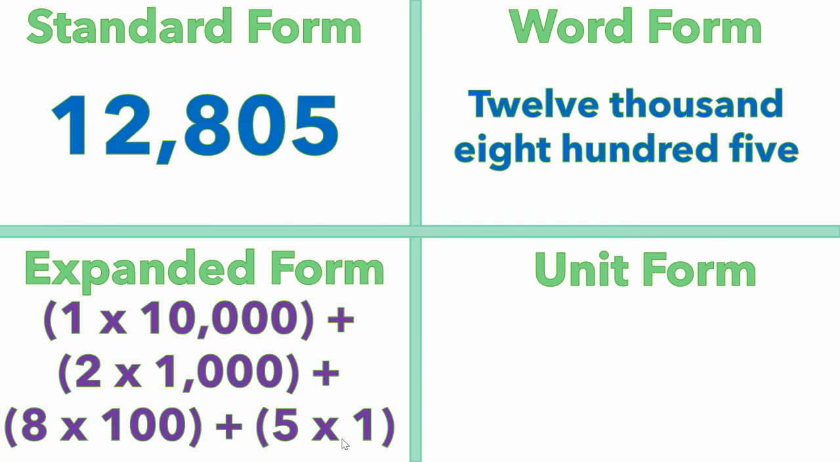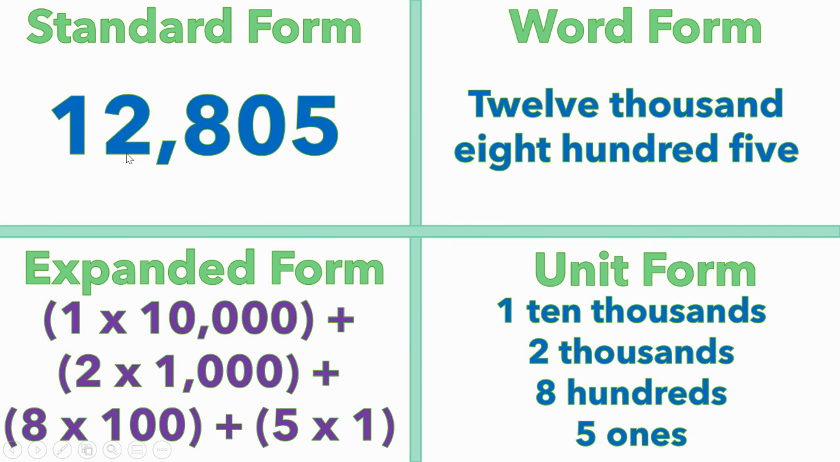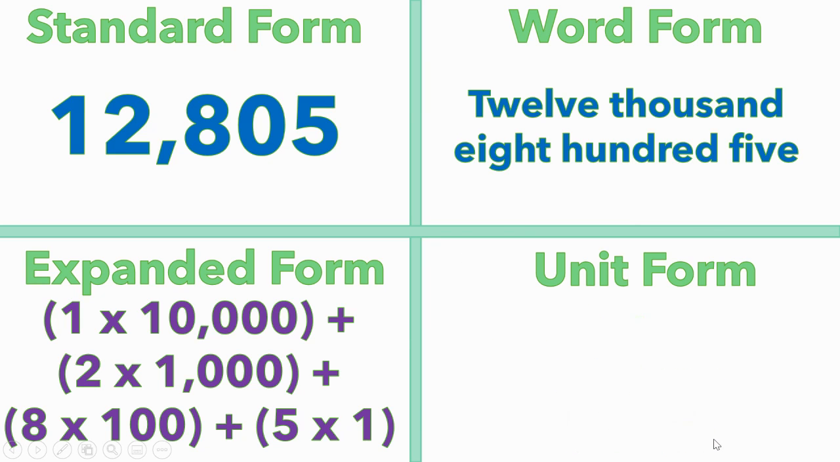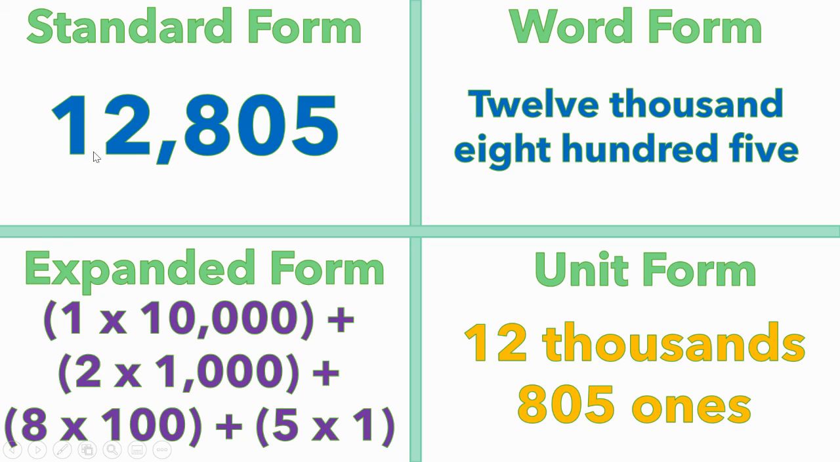Now let's represent this number in unit form. Here we have 1 10,000 because there's a 1 in the 10,000s place, 2 thousands because the 2 is in the thousands place, 8 hundreds because the 8 is in the hundreds place, and 5 ones because the 5 is in the ones place. We can combine place values and see that there's a total of 12 thousands, so we have 12 thousands here, 80 tens because there's a 0 in the tens place, so we have a total of 80 tens, and then 5 ones. Another way we can write this is 12,000 because the 2 is in the thousands place, and then 805 since the 5 is in the ones place.